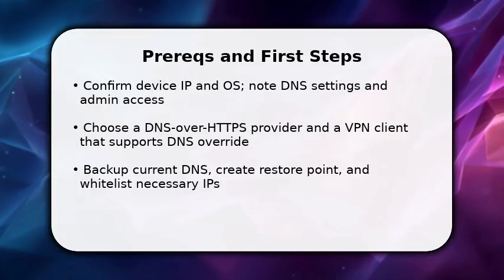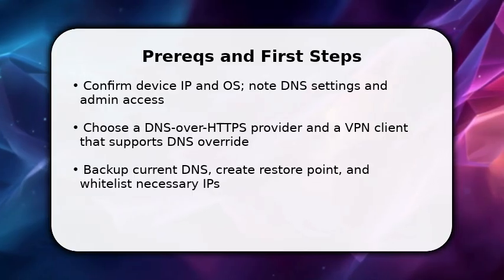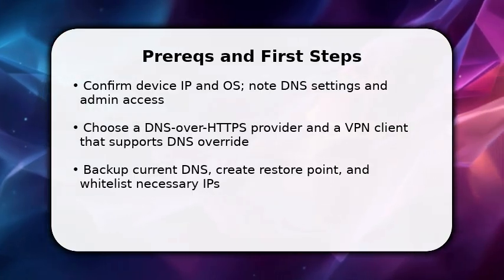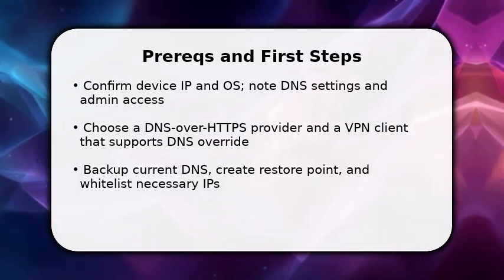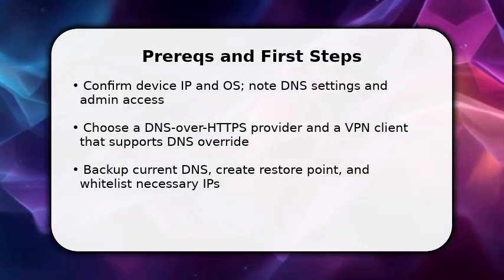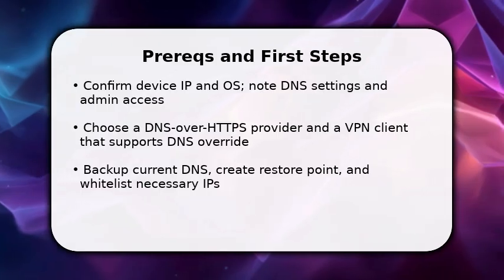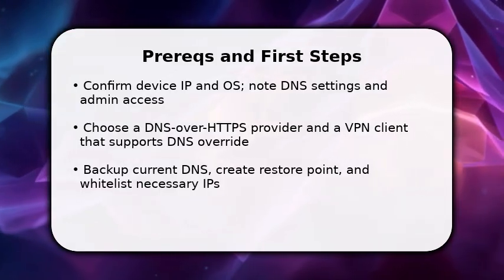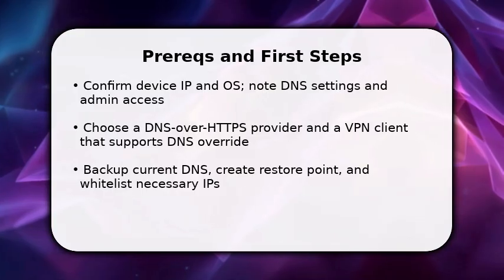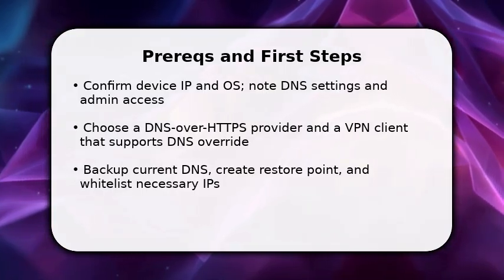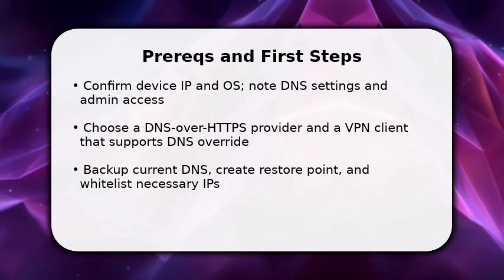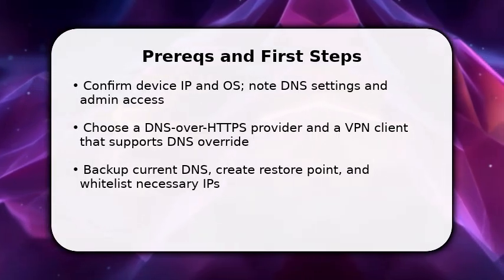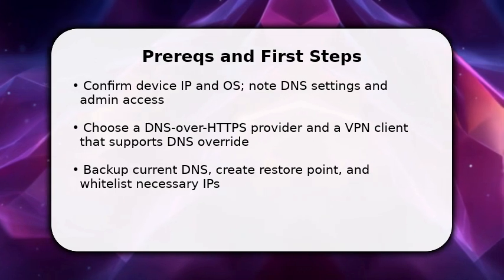You start by confirming your device IP, OS, and administrative access so you can change network settings without interruption. Next, pick a DNS over HTTPS provider and a VPN client that lets you enforce custom DNS. This prevents leaks. Once chosen, back up current DNS entries and create a restore point in case you need to revert. Make sure to whitelist necessary local IPs and tools, because stopping midway can break service to your apps.